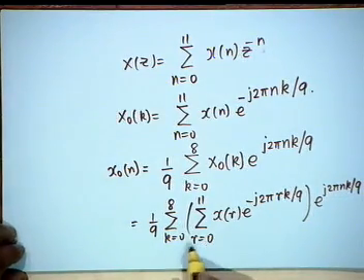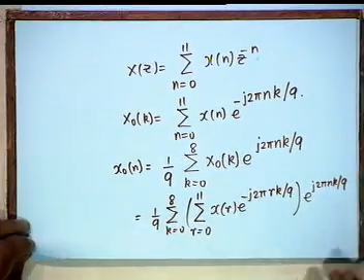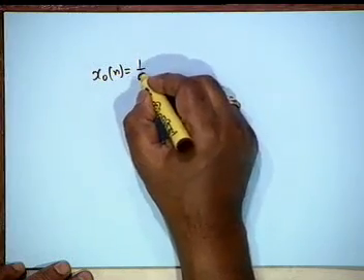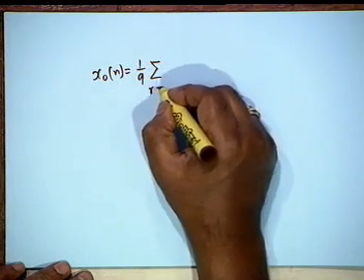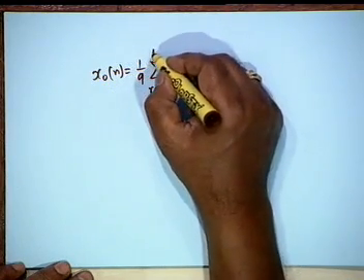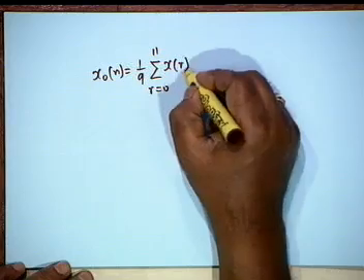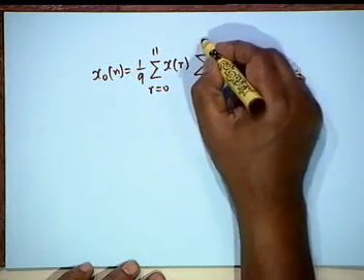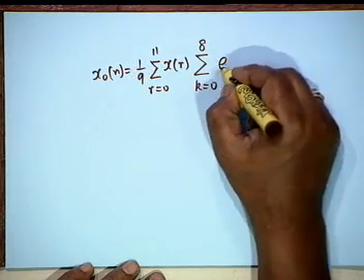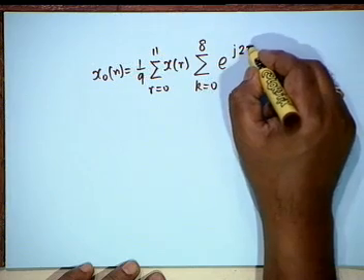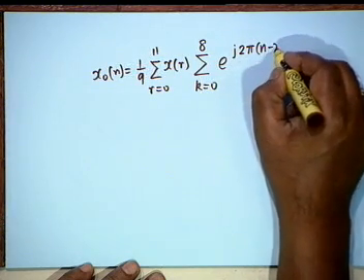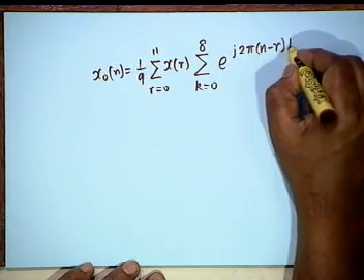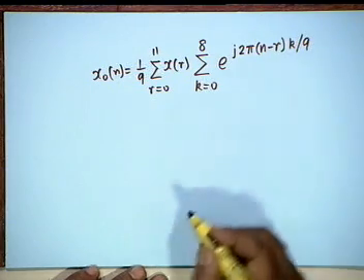Okay. Then we do the usual trick, interchange the two summations. So, we write x0(n) as equal to 1 by 9, summation r equal to 0 to 11, x(r), then summation over k 0 to 8, e to the power j 2 pi (n minus r) k divided by 9.